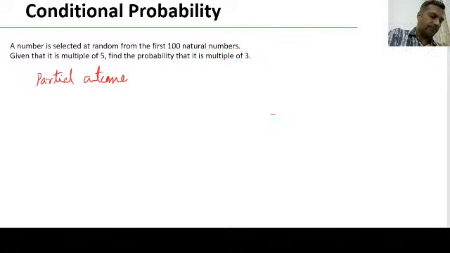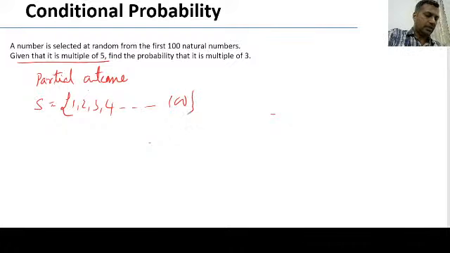What is he trying to say? He is saying that given that it's a multiple of 5, which means some probability is already defined. Look, the first sample space was 1, 2, 3, 4 up to 100. That's what he said: a number is selected at random from the first 100 natural numbers. 100 natural numbers are there.